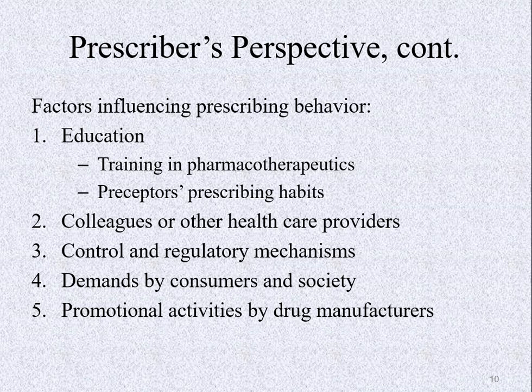Colleagues or other healthcare professionals can have an effect on what they prescribe. There's control and regulatory mechanisms. I suspect that a lot of doctors are trying to constrain their prescribing of opioids due to a lot of the things going on right now. There's demands by consumers and society, and there's promotional activities by drug manufacturers. We'll actually get into that more later, especially in your ethics section about these promotional activities, which are sometimes suspect.